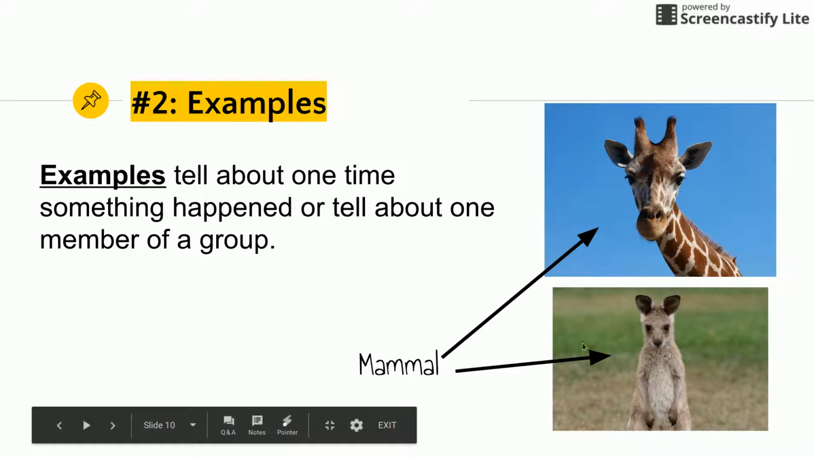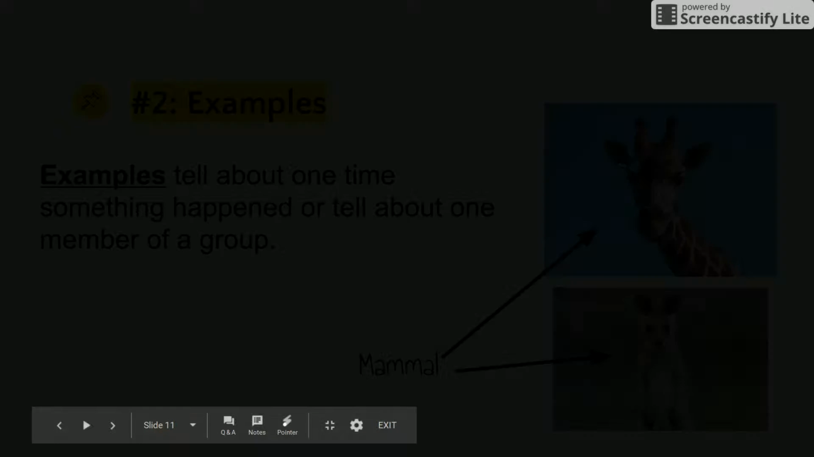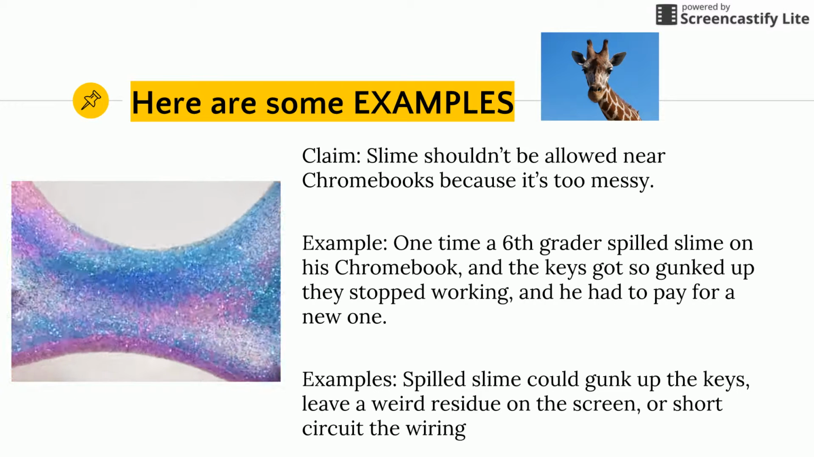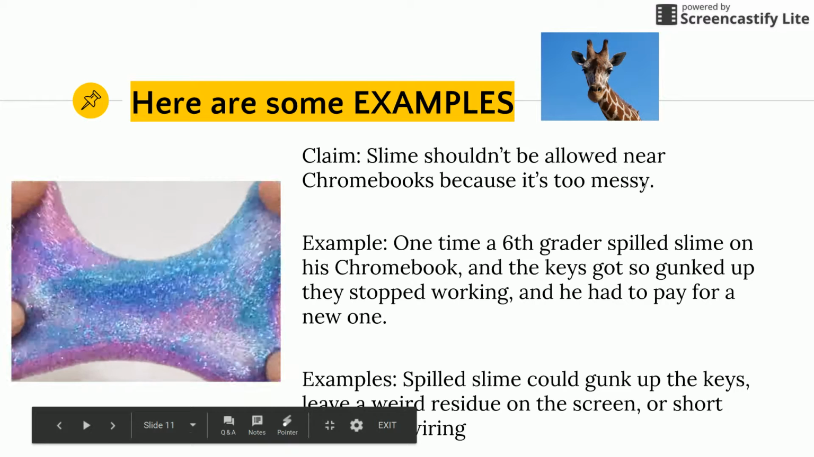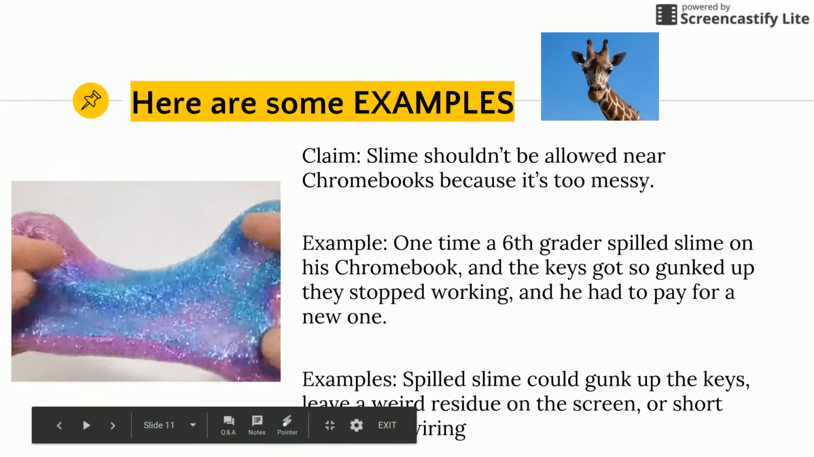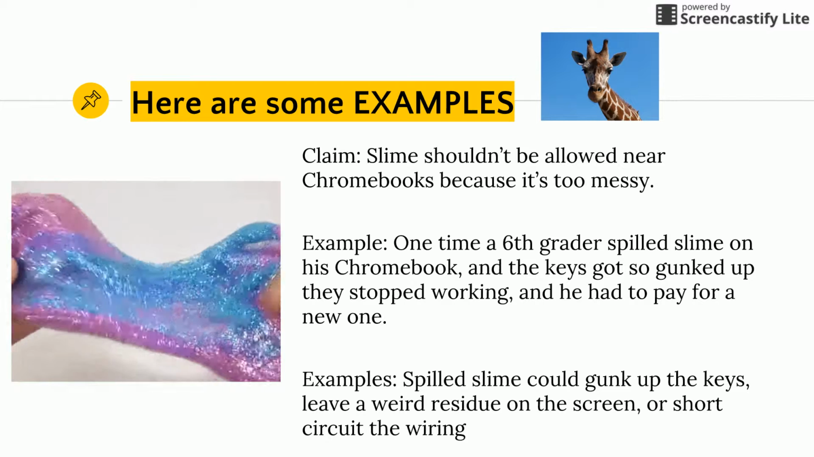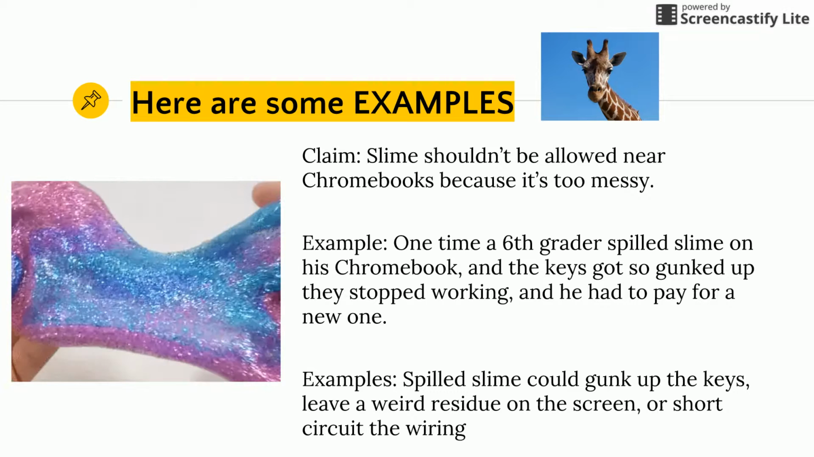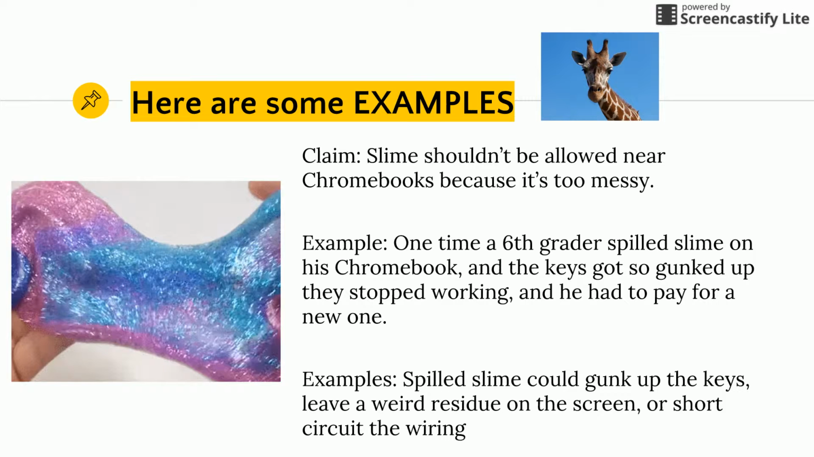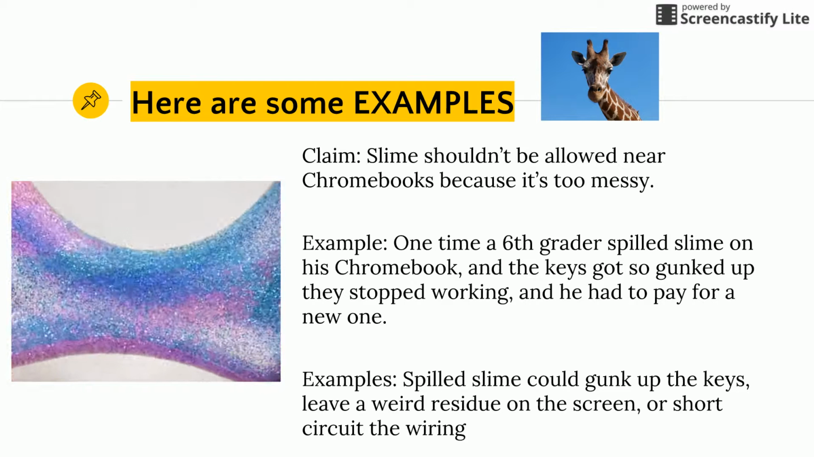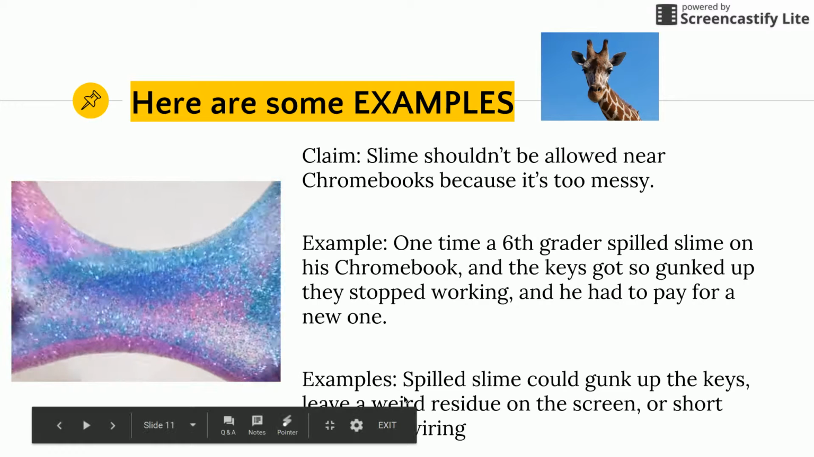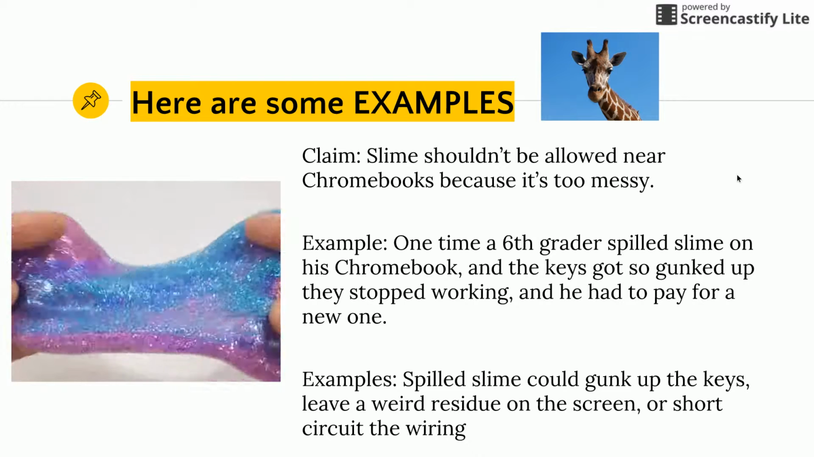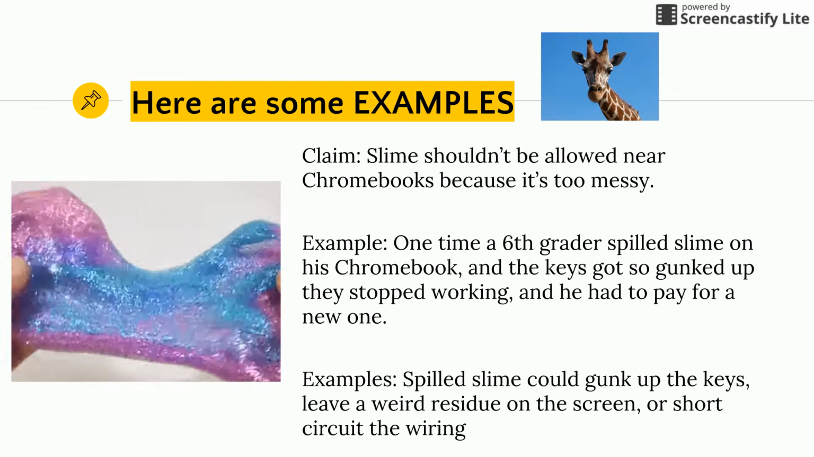Here are some examples of how examples might show up in an argument. Take the claim, slime shouldn't be allowed near Chromebooks because it's too messy. One example: one time a 6th grader spilled slime on his Chromebook and the keys got so gunked up they stopped working and he had to pay for a new one. That's a kind of storytelling example that some people call an anecdote. Take a look down here too. Spilled slime could gunk up the keys, it could leave a weird residue on the screen, or it could short circuit the wiring. Those are 3 examples of bad things that could happen if slime got too close to a Chromebook.